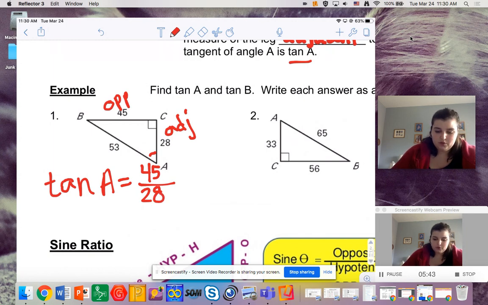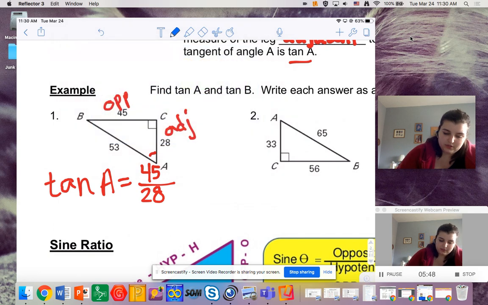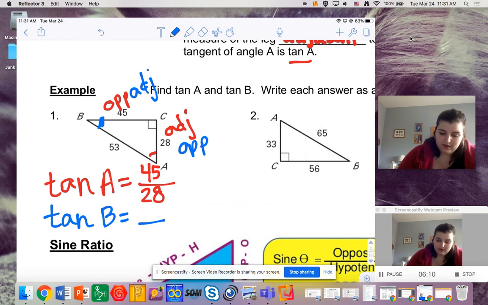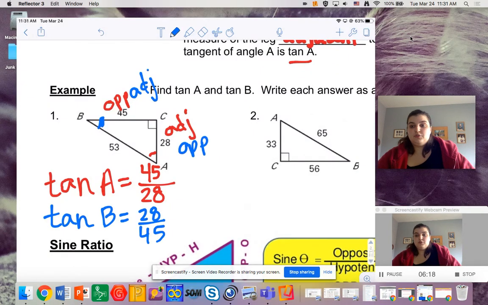Okay, so same thing. I'm going to pick a different color so that it makes sense. Tangent of B. Now this is where perspective matters, because what was opposite to A is now actually adjacent to B. So our opposite is the 28, and the adjacent, or the one next to angle B, is the 45. So this one is now 28 over 45. Okay, so depending on the angle we're looking at, the trig ratio is different.